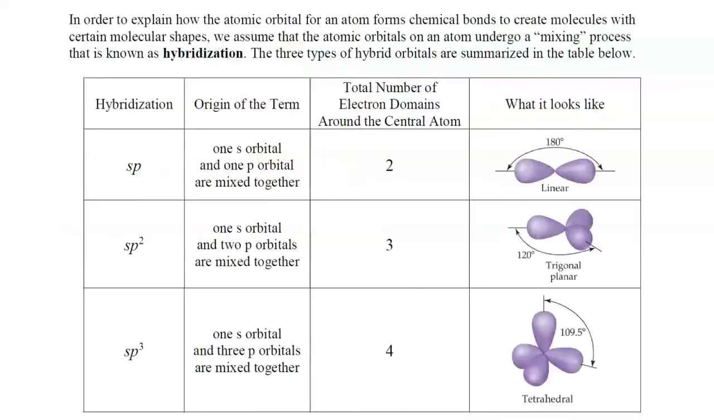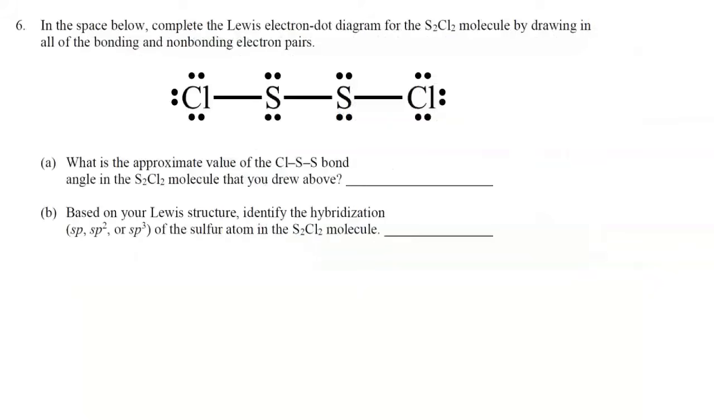In the video for topic 2.7, which includes hybridization, you can see that the hybridization around the central atom is related to the number of electron domains around that central atom. And so we're looking at 4 electron domains around the sulfur atom in this particular molecule. That means that we can learn the bond angle, which is approximately 109.5 degrees, and the hybridization, which in this case would be sp3. So the bond angle based on 4 electron domains is approximately 109.5 degrees, and the hybridization based on 4 electron domains is sp3.